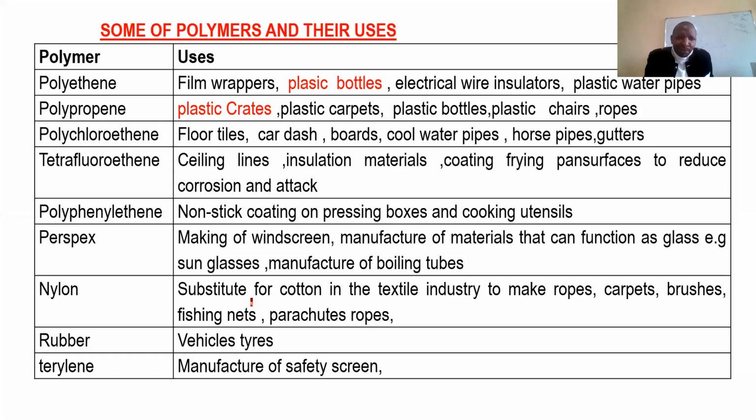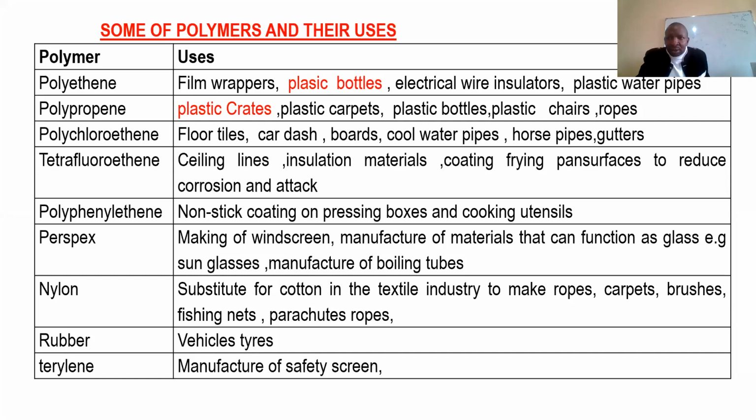Like aspects, ukiangalia kitabu yako imekuandikia manufacture a substitute for glass. Ushaona kitu kama hiyo? You have seen something like that, isn't it? That is a very general statement. So tell us what is that thing you are telling us, substitute. Give us specific answer. It is a substitute for polythene. It is used as a, yeah?